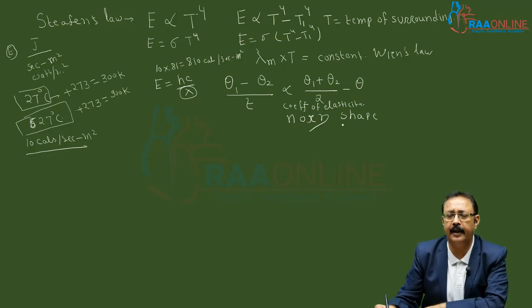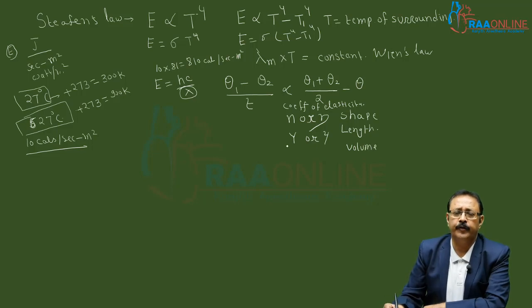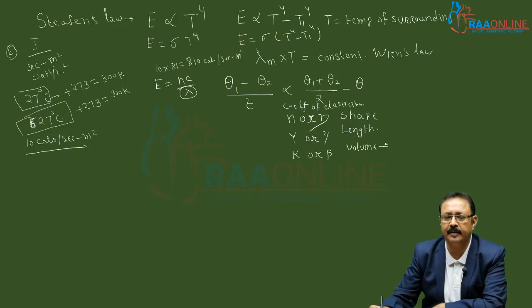If there is a change in length, the coefficient is Young's modulus, denoted by Y or gamma. If the change is in volume, the coefficient of elasticity is known as bulk modulus, denoted by K or beta. This is again important because the reciprocal of bulk modulus is known as compressibility.